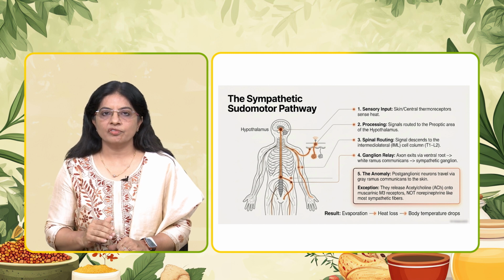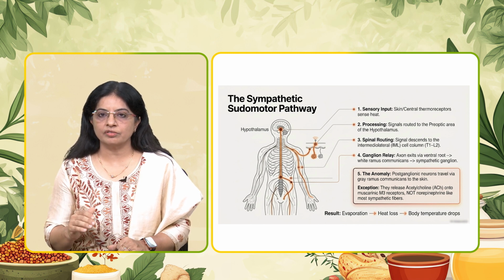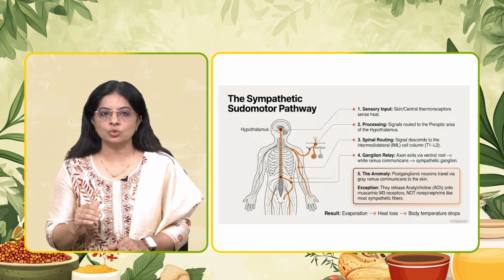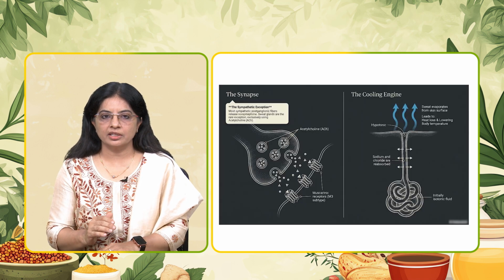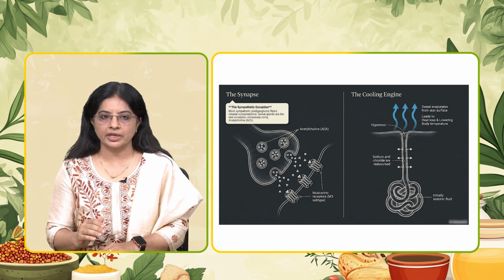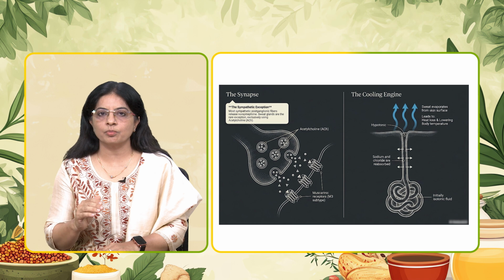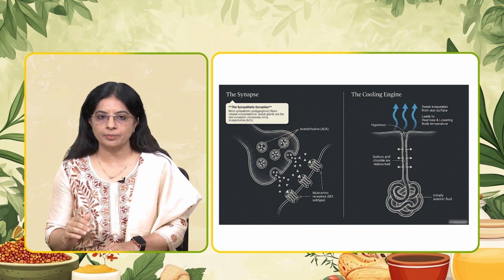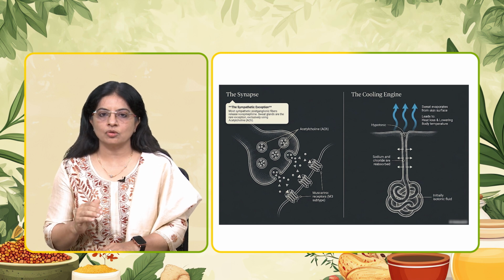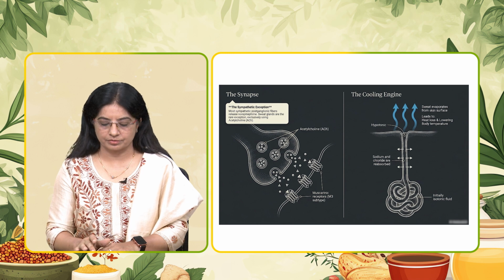These postganglionic fibers finally reach the sweat glands and stimulate them to produce the sweat. The evaporation of the sweat from the skin surface helps cool the body and maintain the normal body temperature. Here, postganglionic neurons release acetylcholine, not norepinephrine, and this is unusual as most sympathetic postganglionic fibers release norepinephrine, but sweat glands are the exception. Acetylcholine acts on muscarinic receptors on sweat glands to trigger sweat production.